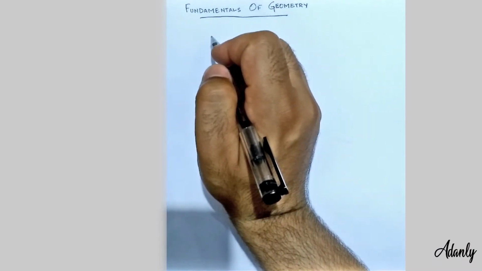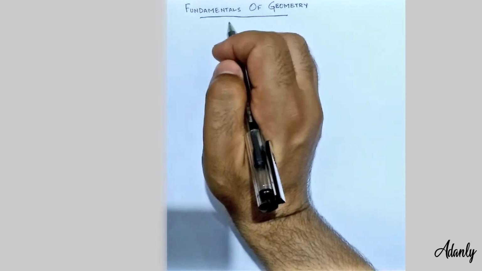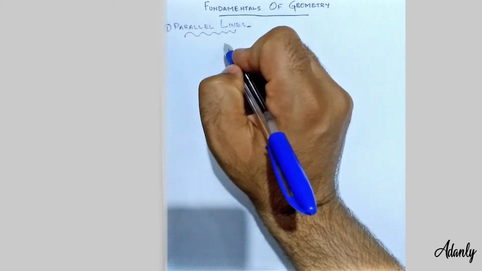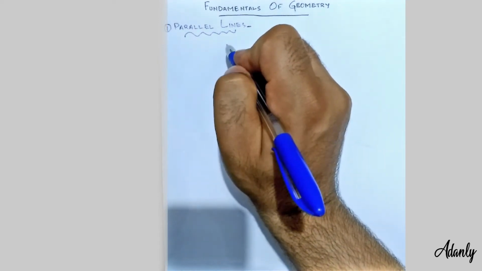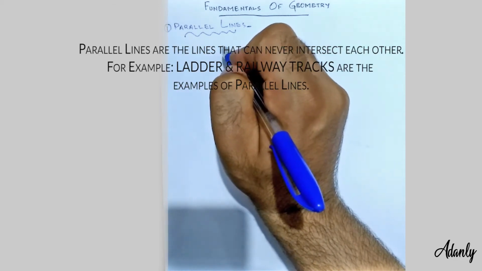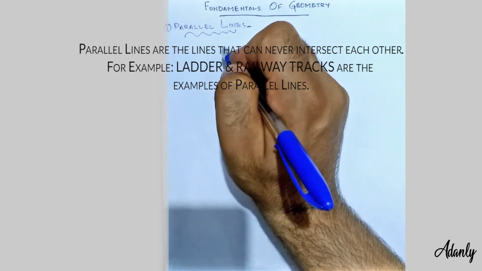In this lesson, you will learn fundamentals of geometry. So let's get started. In the fundamentals of geometry, we mostly come across parallel lines. Parallel lines are the lines which can never intersect each other. For example, ladder and railway tracks are examples of parallel lines.